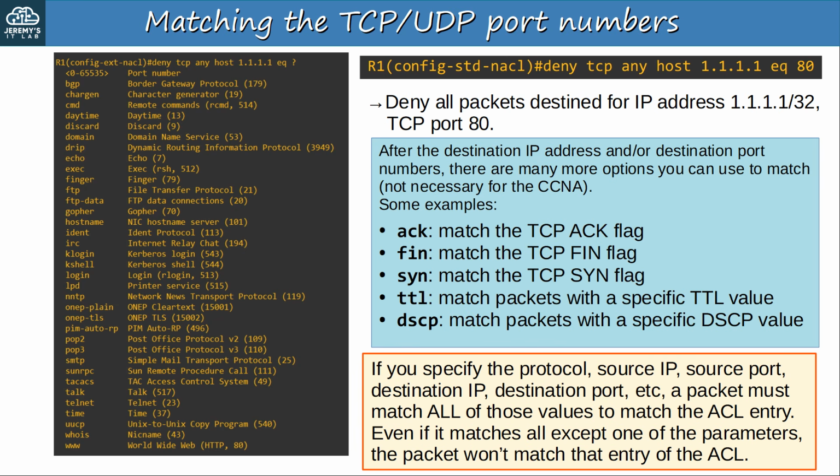Finally, note that if you specify the protocol, source IP, source port, destination IP, destination port, etc., a packet must match all of those values to match the ACL entry. Even if it matches all except one of the parameters, the packet won't match that entry of the ACL. So, extended ACLs let you be very specific about what traffic you want to match.